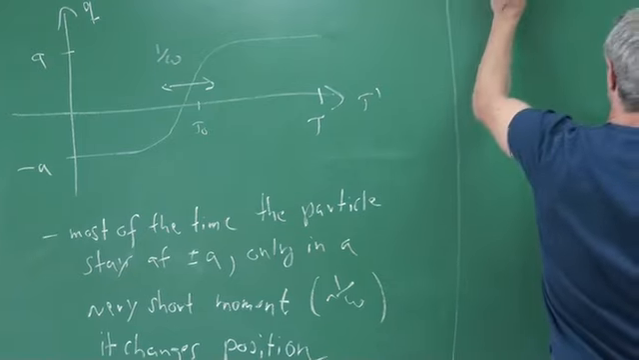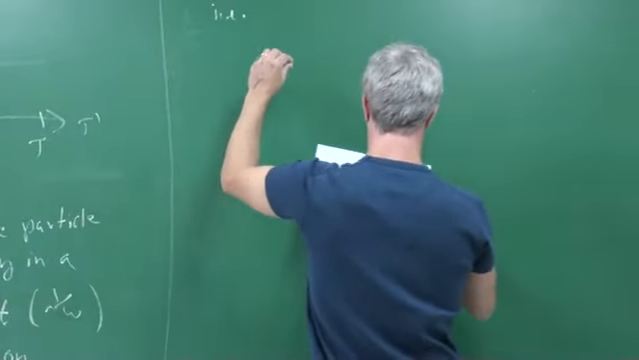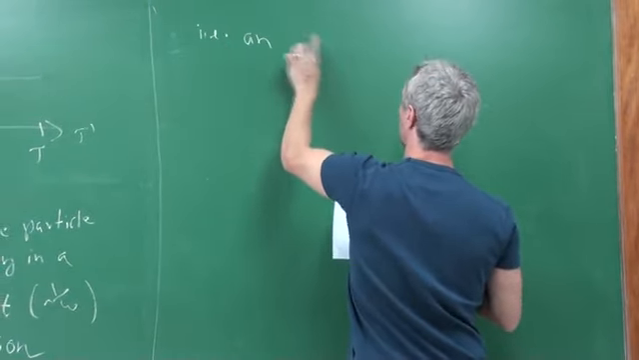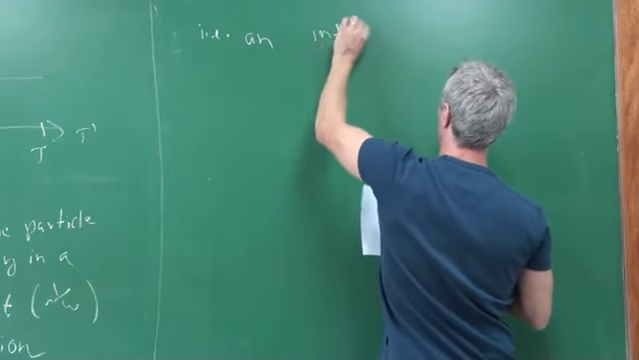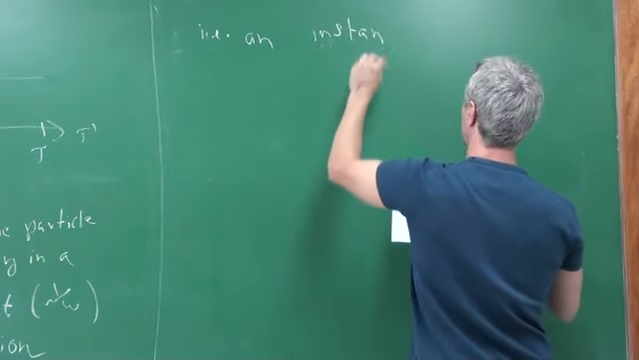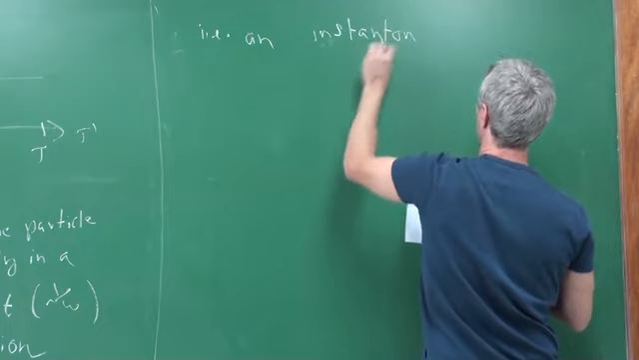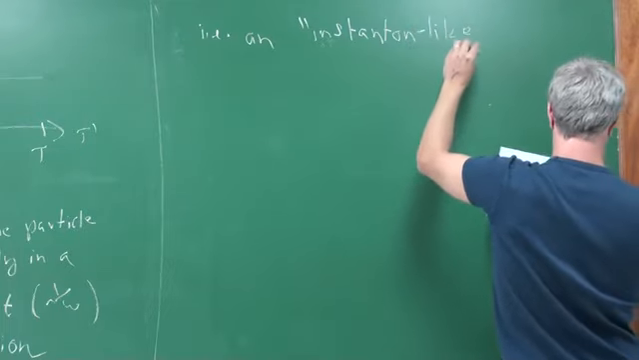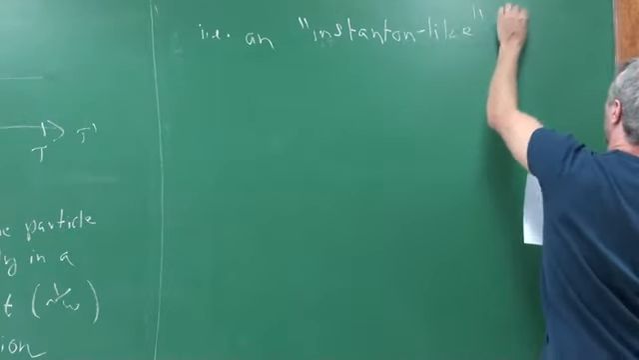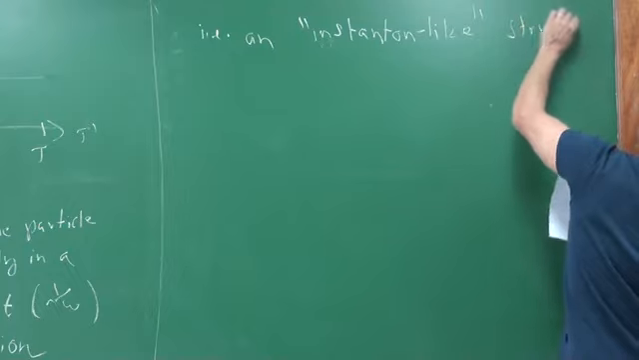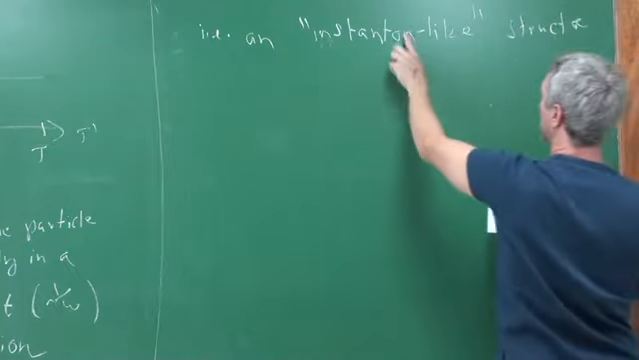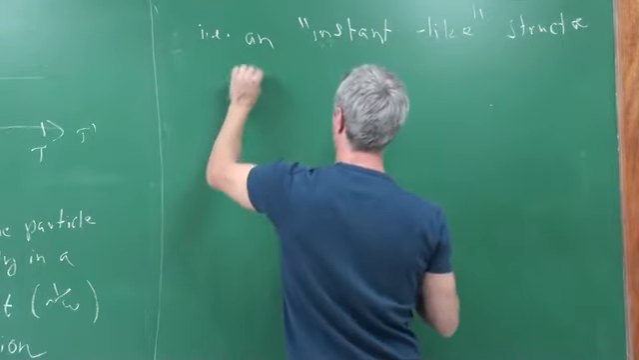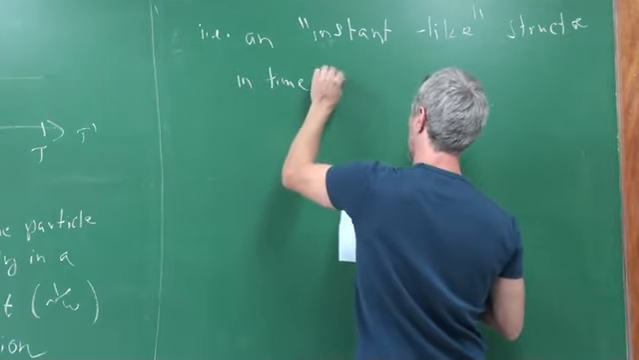So it is an instanton, in a way it happens instantaneously on the time scales that we're interested in. An instant-like structure in time. And this is called the instanton.